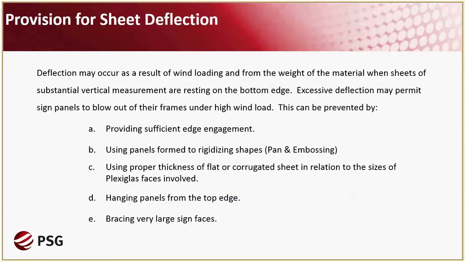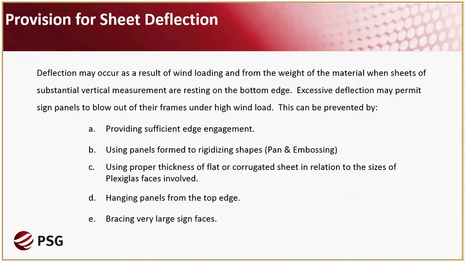Provision for sheet deflection was critical, because deflection can occur as a result of a wind load and gusts, and from the weight of the material when sheets of substantial vertical measurements are resting on the bottom edge. Excessive deflection may permit sign panels to blow out of their frames under high wind load. This is prevented by providing sufficient edge engagement using panels formed to rigidizing shapes.